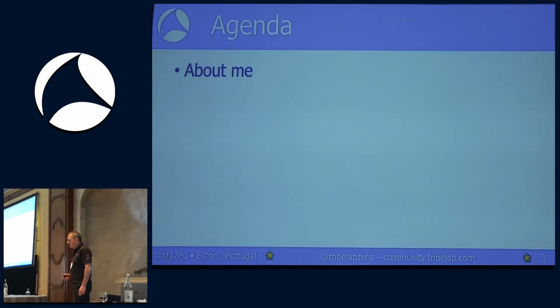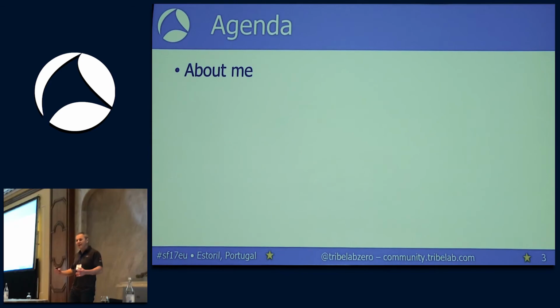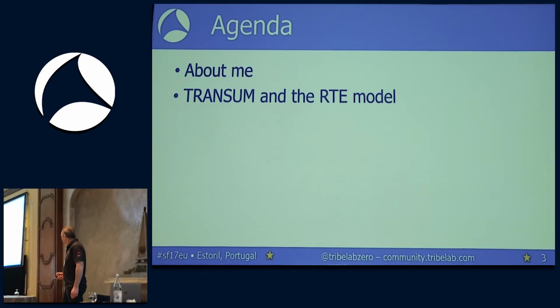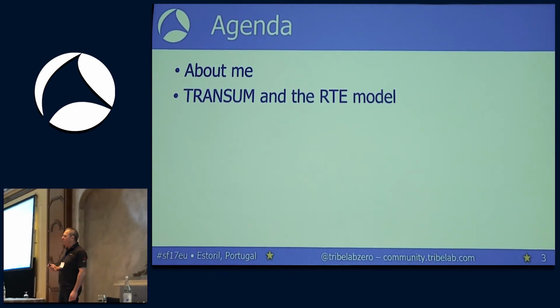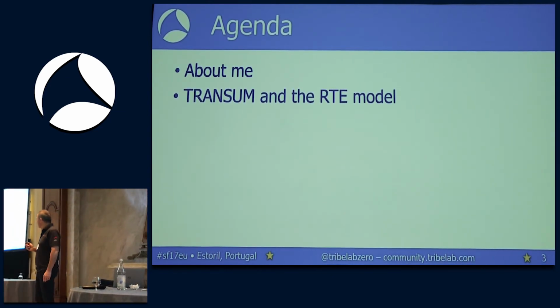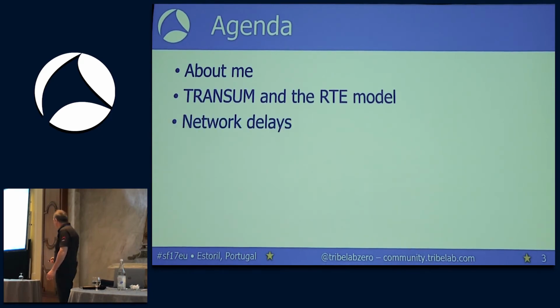We're encouraged to tell you about us, so I've got one short slide on that. We're going to look at a Wireshark plugin called Transum. It initially started out as an external project, but now is part of the standard Wireshark build from 2.4 onwards. And we're going to look at the relevance of that to something called the RTE model, Response Time Element Model. We're going to look at ways of analysing network delays, particularly for the bulk transfer of data.